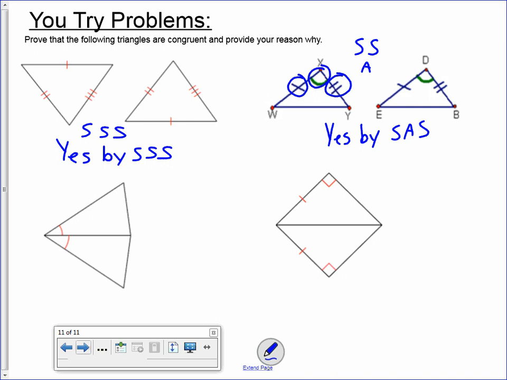In the third one, in the bottom left corner here, I notice right away I have a reflexive shared side. I have a set of congruent angles and I have a set of congruent sides. Now that's all the evidence that I can collect here. And unfortunately, it should not have been enough evidence to prove that these 2 triangles are congruent, so your answer should have been not congruent.